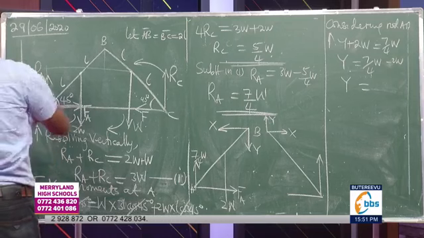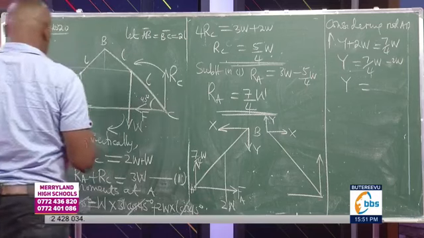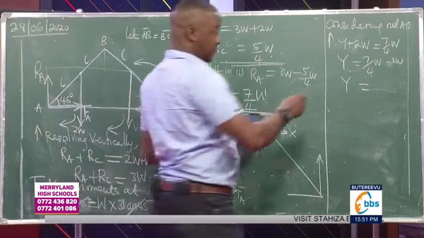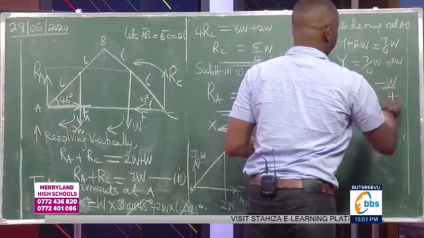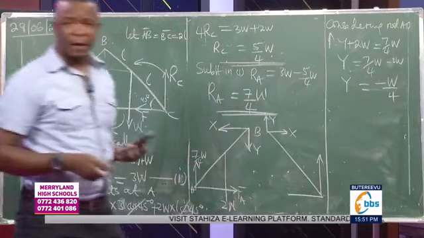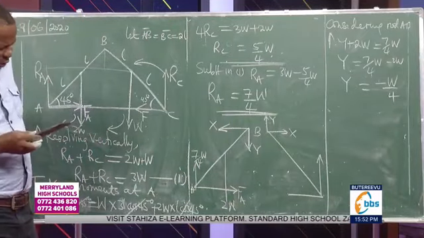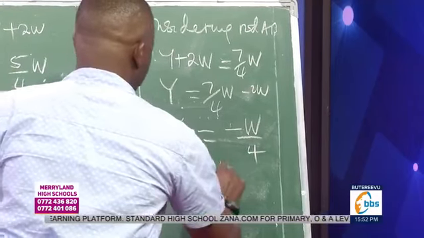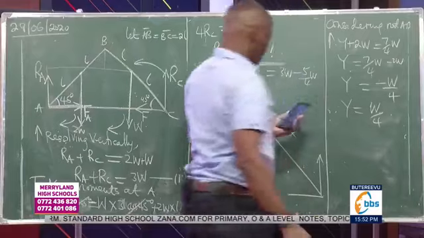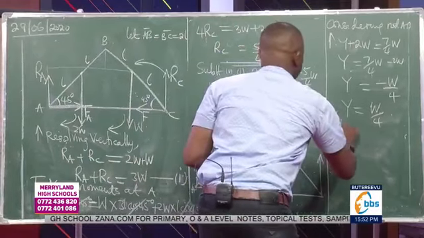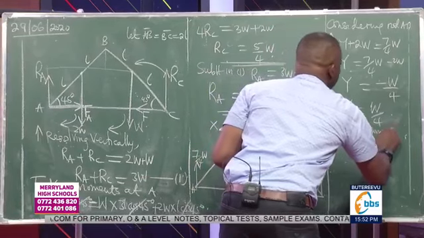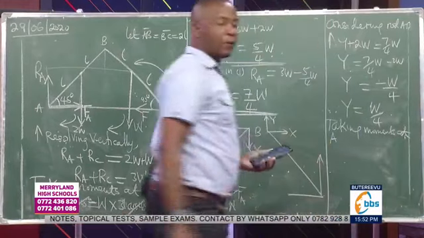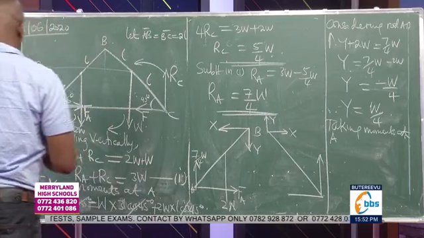it will give us the reaction there as minus w over 4. Since force is a vector quantity, we shall take y as w out of 4. When we take moments at A, we should be able to get this.